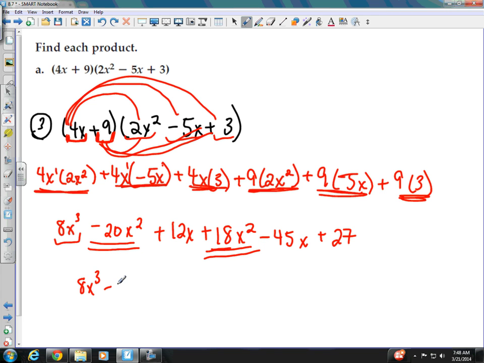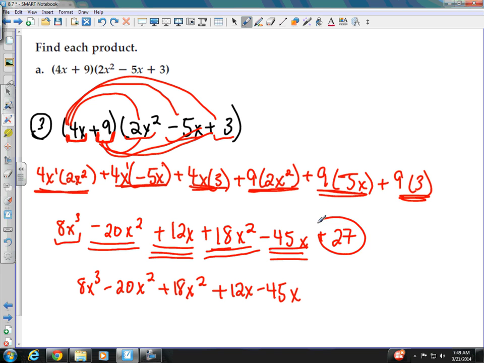So those two can go together, so I'm just going to regroup them. Use that commutative property and change their order. And then I have 12x, and we check for any other just x's. And I have a negative 45x. And then my plus 27, he's just a number, he has nobody to go with.